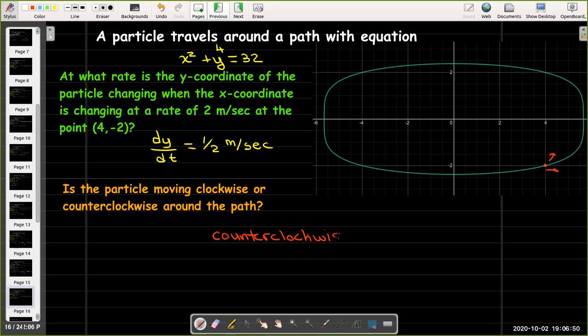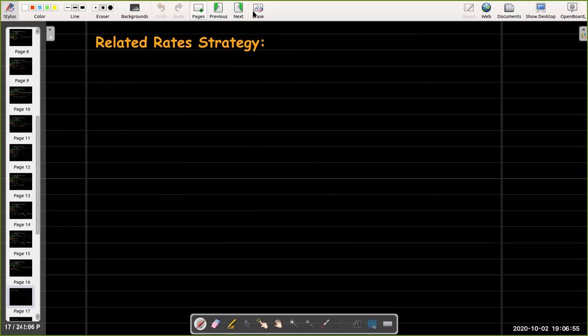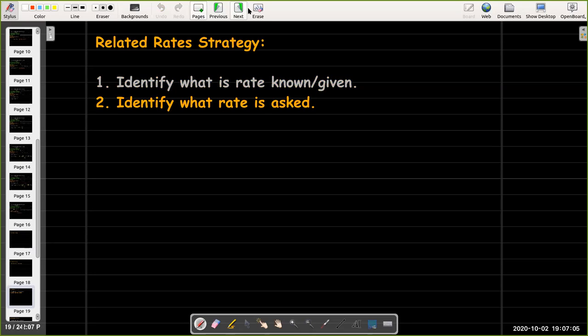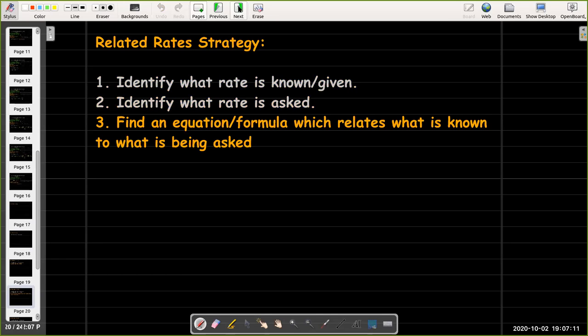So let's review our strategy for solving related rates problems. First thing we want to do is identify what rate is known or given in the question. Then identify what rate is asked for. What are we looking for in that question? And then we need to find an equation or formula which relates what is known to what is being asked.